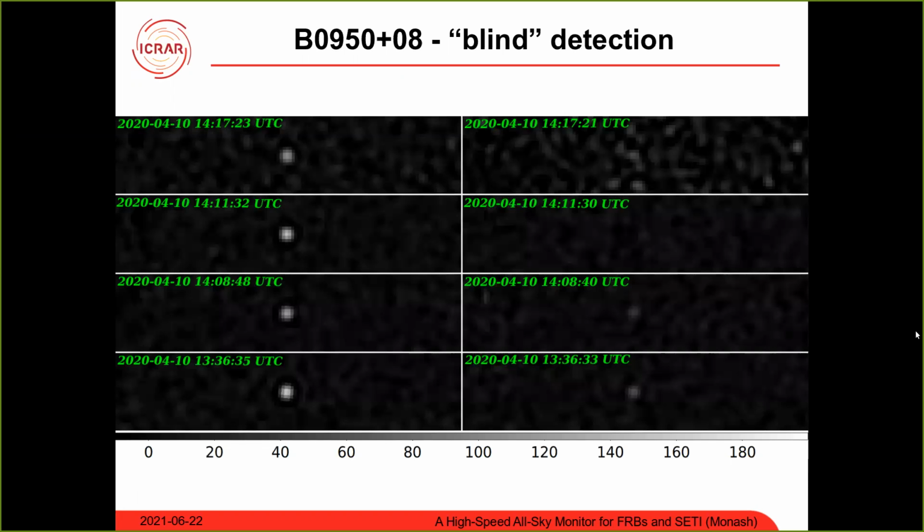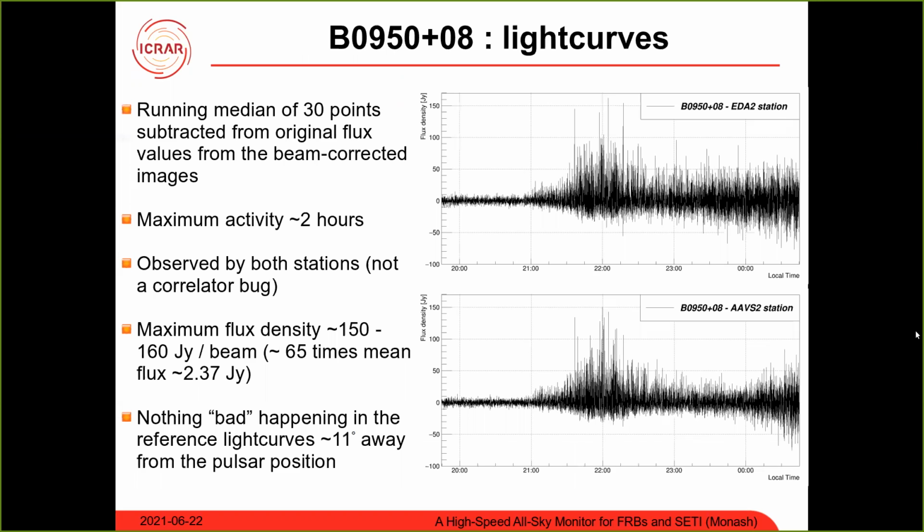The bright transients in 2-second difference images you can see on the left, and the averaged difference images on the right. You can see they are very bright, and here I constructed light curves from both stations, EDA2 at the top, AAVS2 at the bottom. And what you can see here is that the transients were getting even up to 150 Jansky, which is 65 times more than the mean flux of this particular pulsar. In the beginning of the night, up until 9 p.m., it was quiet.